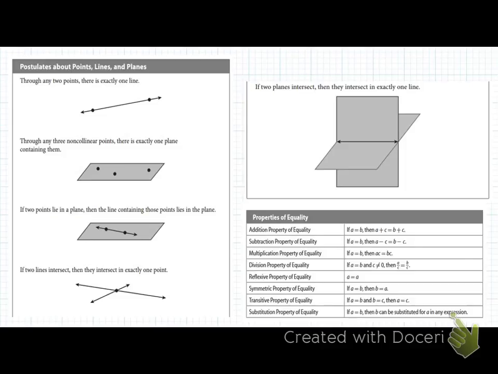Okay, so if I have 3 points, they share a plane. Just like on this picture, we could see that there is a plane here. There's 3 points on the plane. Once I have 3 points, I have a plane.